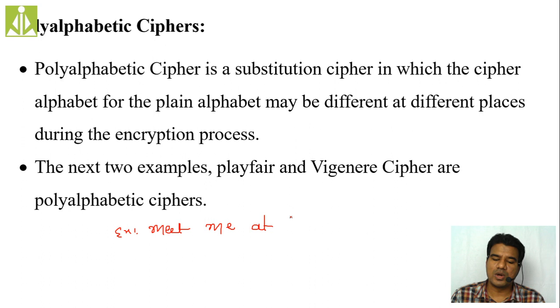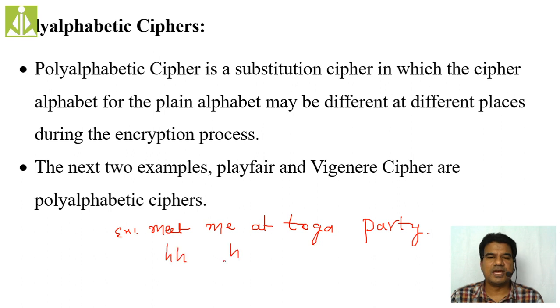So we replaced this E with H, isn't it? All my E's inside the plain text got replaced with H inside the ciphertext. And we replaced A with D, isn't it? So all my A's inside the plain text got replaced with D's only. So this is the drawback of monoalphabetic ciphers.